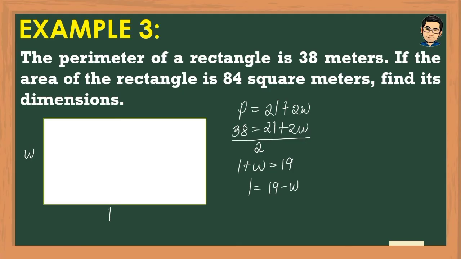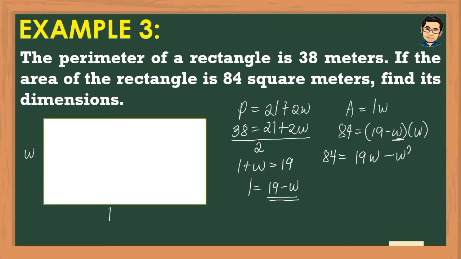rectangle. So the area of the rectangle is A equals length times width. Okay. So based sa given problem natin, ang area is 84 square meters. So that will become 84 is equal to L. So yung L natin, that is 19 minus W. So substitute natin siya. And then times W. And then 84 is equal to 19 times W, that is 19W. And then negative W times W, that is negative W squared.